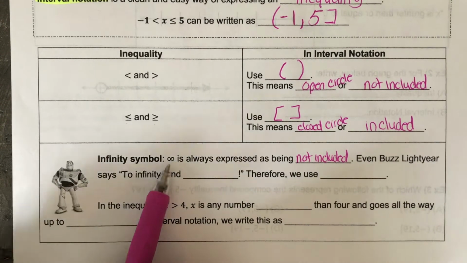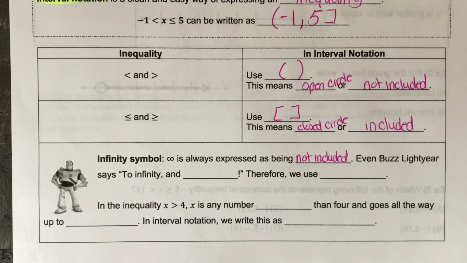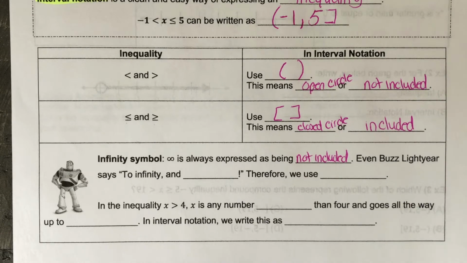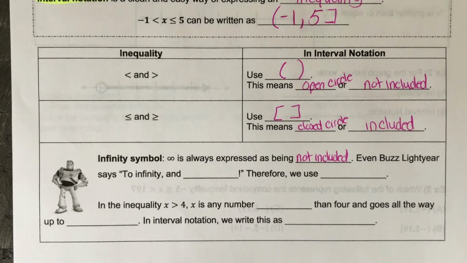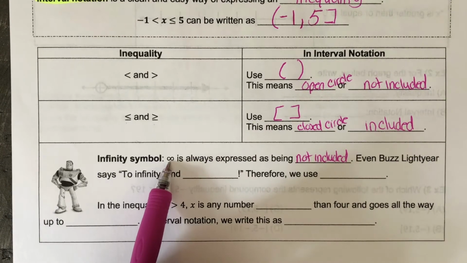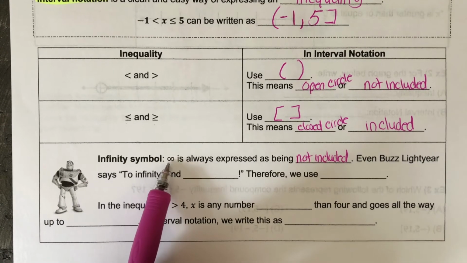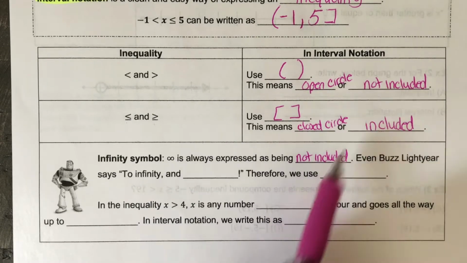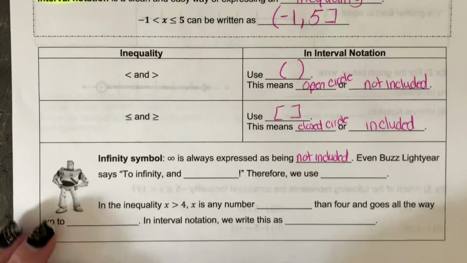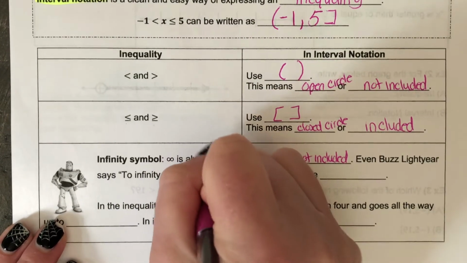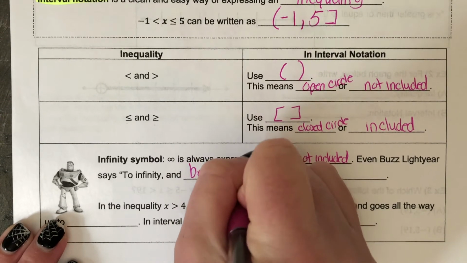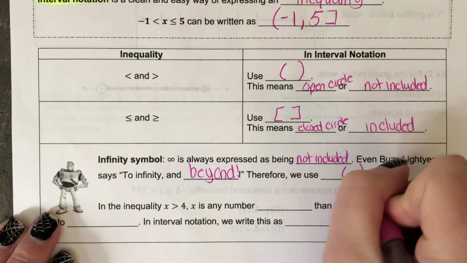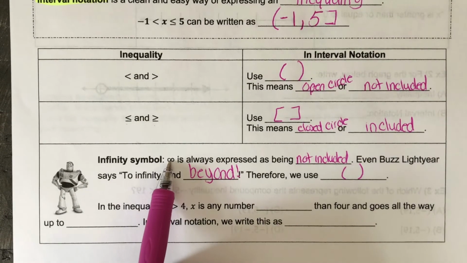All right, let's say I'm doing positive infinity. I have the number 5. What's greater than 5? 10. What's greater than 10? A million. What's greater than a million? I could keep playing this game forever for infinity. So since I don't know what this number is, I can't say it's included. That means it is not included. All right. Even Buzz Lightyear, he says to infinity and beyond. Boom. All right. So again, therefore, we're going to use parentheses anytime we have an infinity symbol.